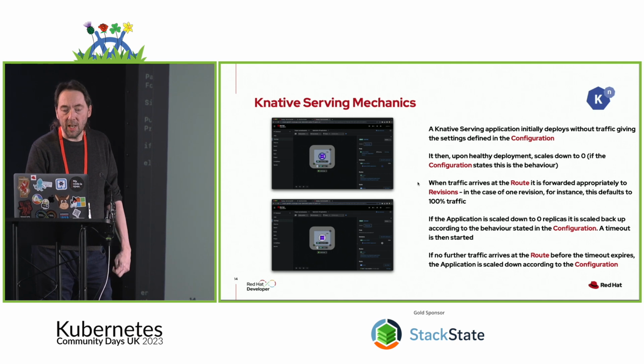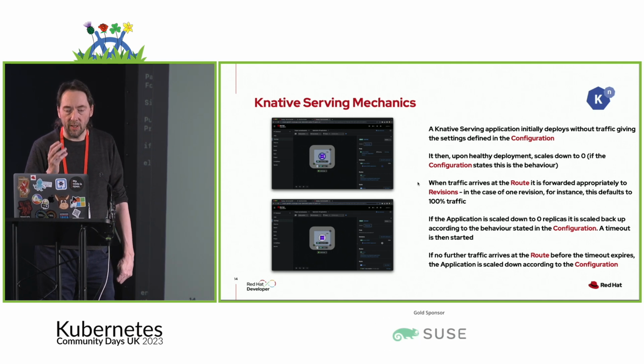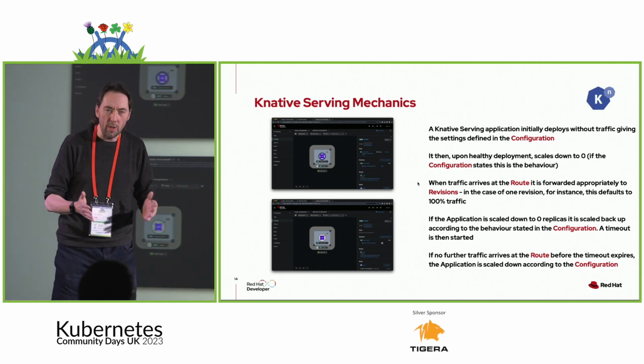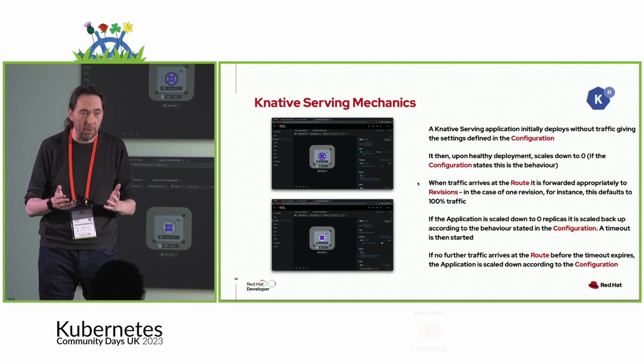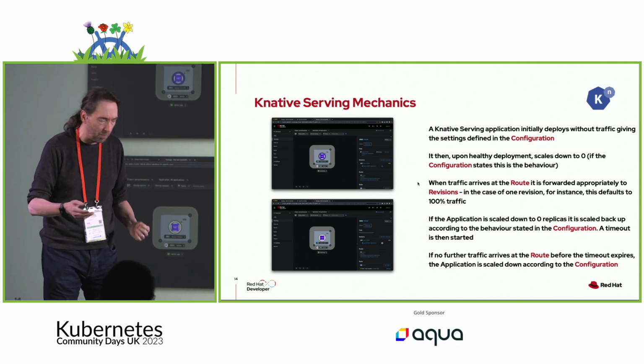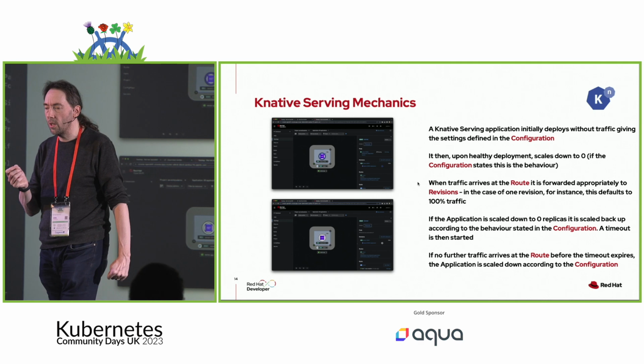A Knative serving application initially deploys without traffic, using the settings defined in the configuration. So when you create a Knative service, it will deploy the application and actually spin it up. A pod will appear, or X pods, depending upon the replica count that you want. It then starts a timeout going.